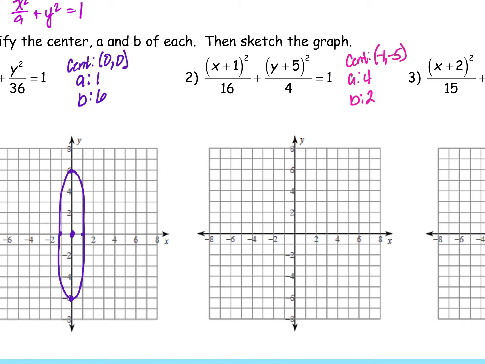So now, let's see if I can do this. -1, -5 is here. So there's my center. So 4 left and right: 1, 2, 3, 4. And 2 up and down: 1, 2.